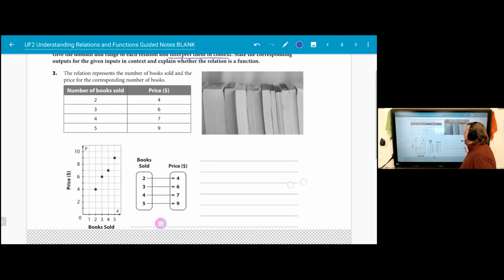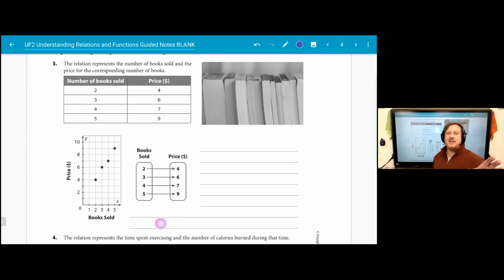Well, here we go. We've got our table. Hopefully you hit pause, then you're going to come back. The relation represents the number of books sold and the price for the corresponding number of books. 2 books sold is $4. 3 books sold is $6. 4 is $7. And 5 books sold is $9. This data is represented as a table, as a graph, and as a mapping diagram.